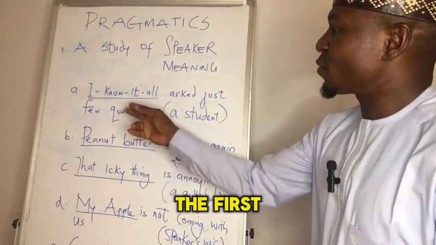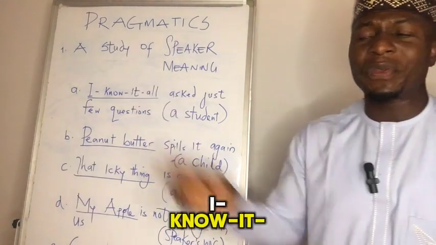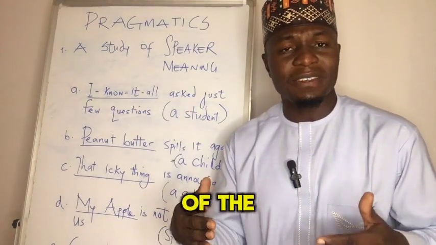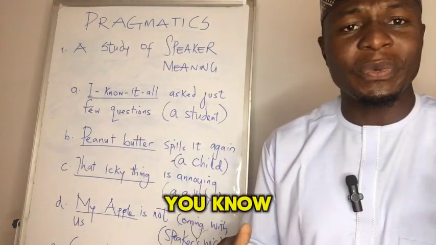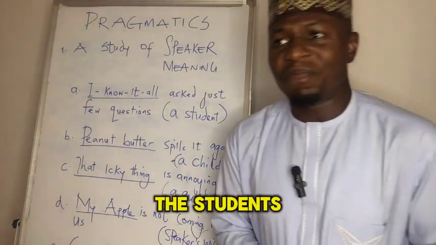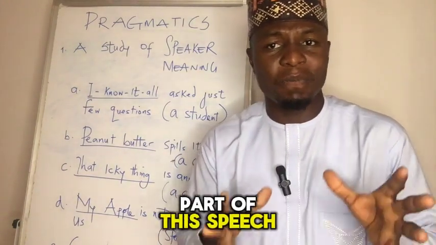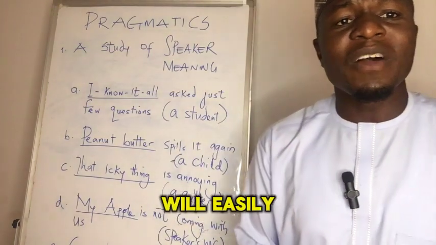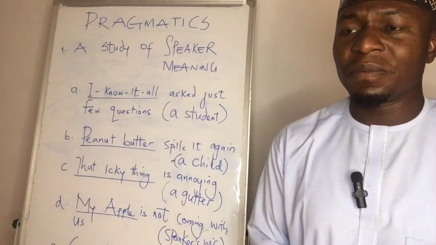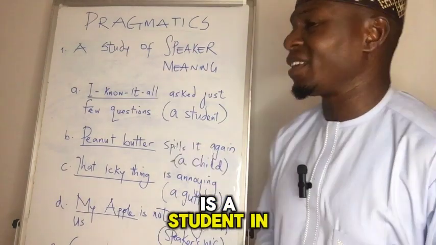Okay, the first one says, "I know it all asked just a few questions." The meaning of "I know it all" is a student in a class, because of the student's constant showing of his knowledge prowess. The students may decide to name him "I know it all." So someone that is part of the speech community will easily infer from the speaker's identification that "I know it all" is a student in the class.